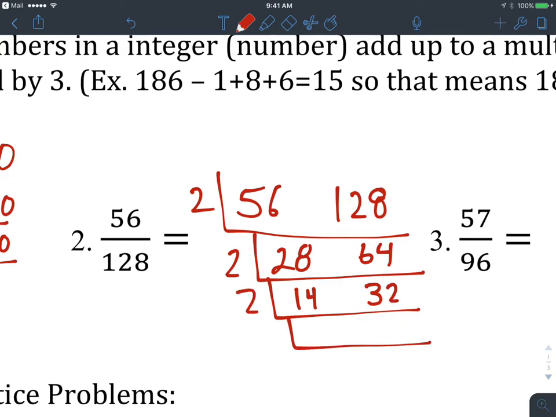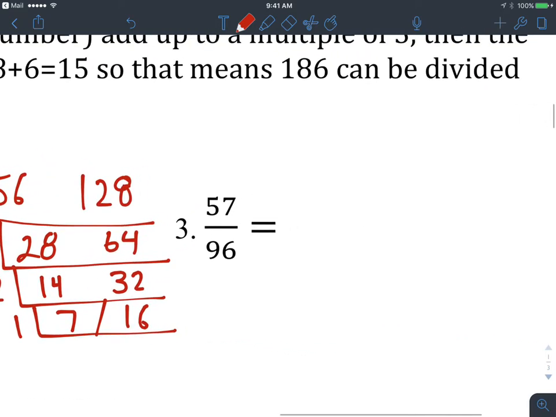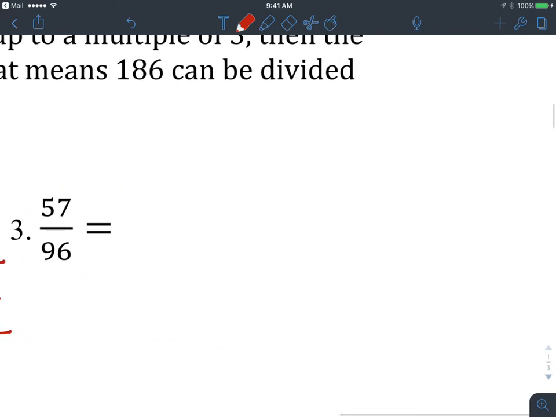Still both even. 2 will go into both. 7 and 16. 7 is a prime number, so the only number that is going to go into it is 1. And so 1 and done. 7 over 16 is going to be my answer for number 2. And then now 57 and 96.